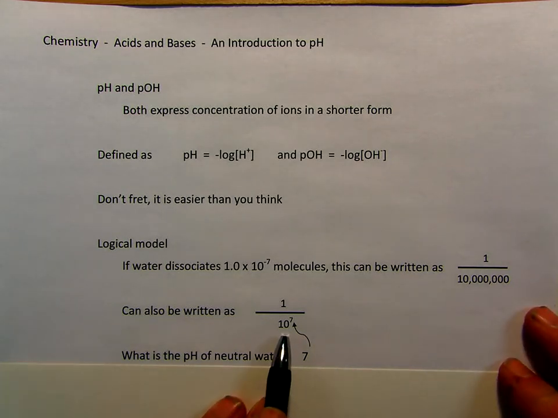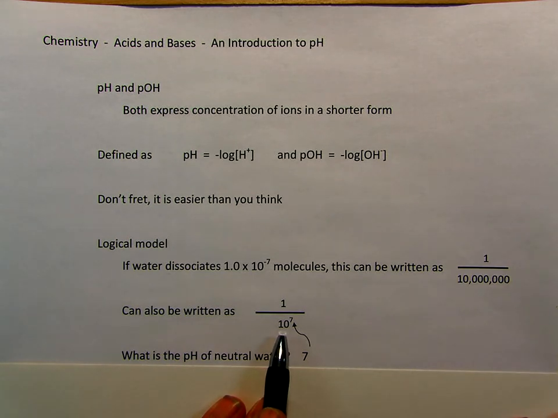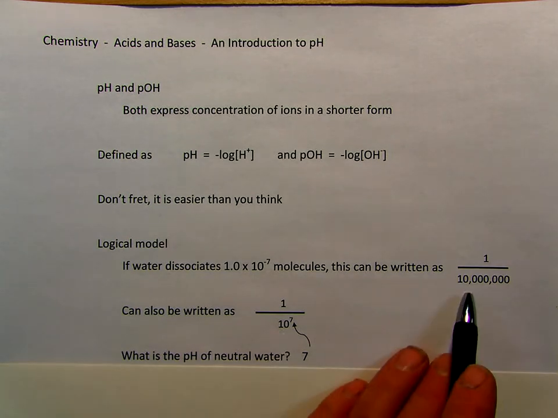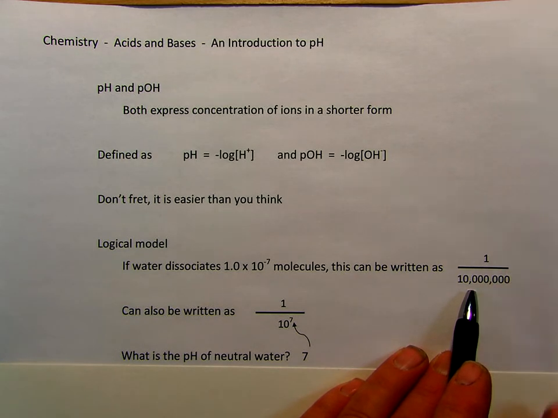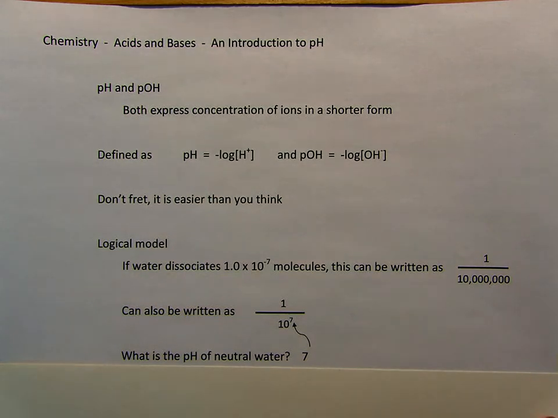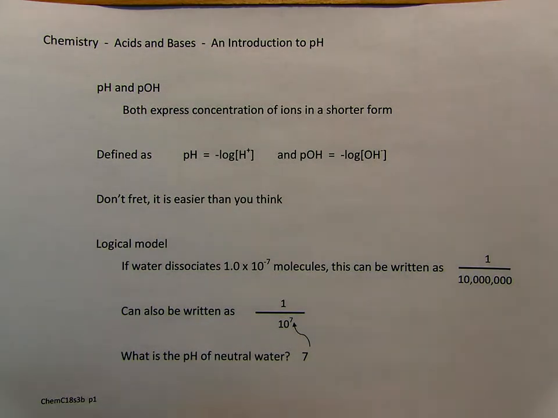So now let's say I increase the hydrogen ion concentration by 10 times. What would the pH be? Well, you just drop off 1 zero, so 1 out of every million, that's 10 to the 6th. That'd be a pH of 6. You see the logic of that? Okay. Now, what is the pH of neutral water? The pH of neutral water would be 7.